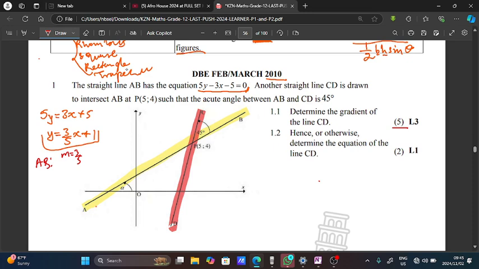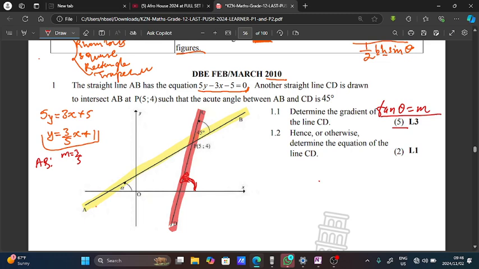Fine. Remember, for us to get the gradient, we have a formula, but for CD we only have one point, and we need two points. So what else do we have? Tan theta equals m. This theta is the angle of inclination, this angle. If you get this angle, then you get the gradient of this line. We use it to get the gradient of a line. Now let's go and get this angle.